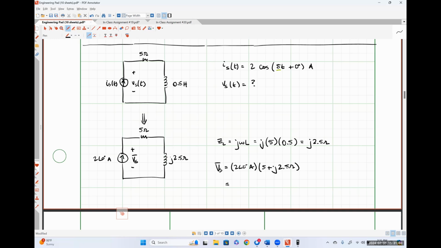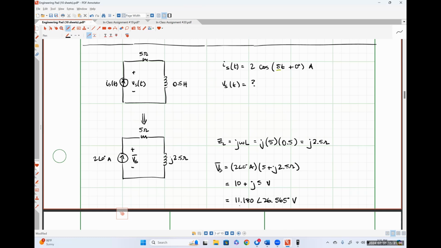So when I put that in my calculator, I get 10 plus J5 volts in rectangular, or 11.180 angle 26.565 degrees volts in polar form.